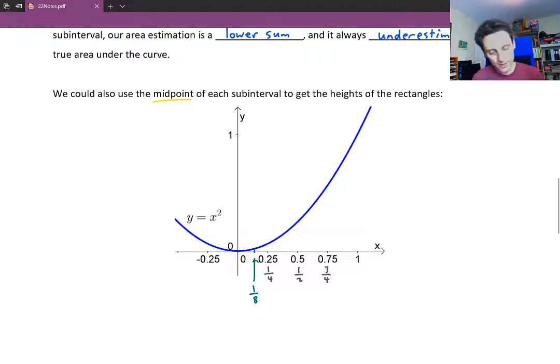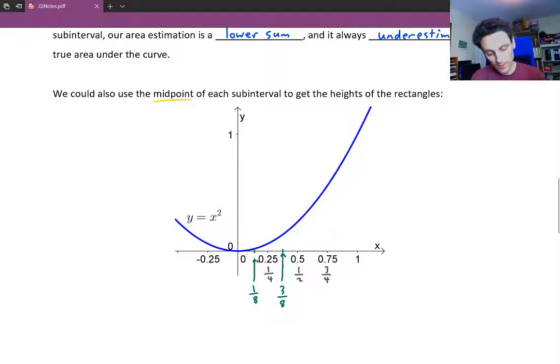But before we do that, let's get the midpoints of the other subintervals. So the next subinterval is from 1/4 to 1/2. Can you get the midpoint for that one? If you said 3/8, that's correct. There are a couple of ways we can get that. We can either take the 1/4 plus 1/2 and divide it by 2. That would give you 3/8.